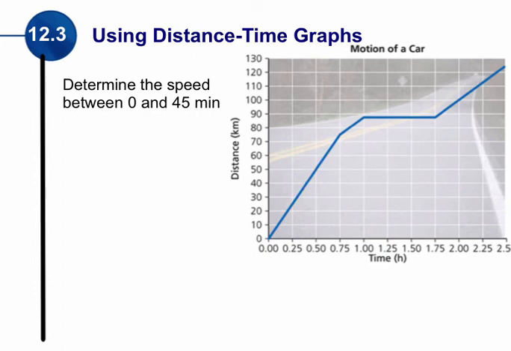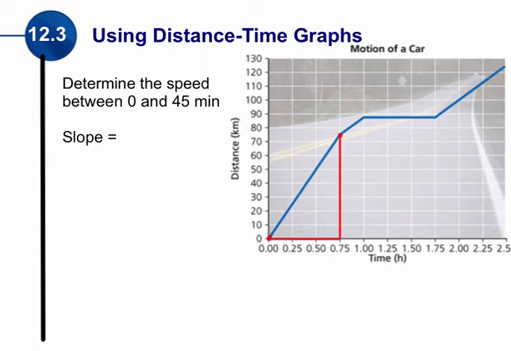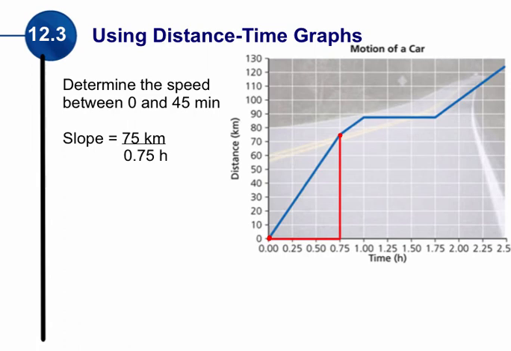The first thing we want to do is determine the speed between 0 and 45 minutes. So we're going to look at our graph, 0 and 45 minutes. We want to find the speed, so we really want to find the slope. 45 minutes, though, isn't on the graph, and we have to do a little bit of calculation. 45 minutes is the same as 3/4 or 0.75 of an hour. And once we know our time, we can do our triangle there, find our rise and our run, and just interpret it from the graph.